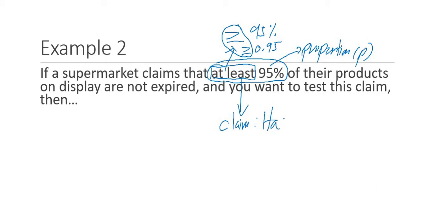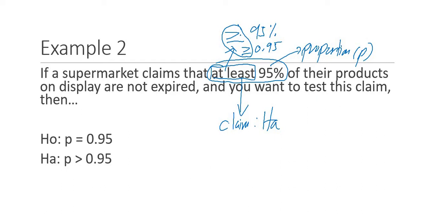Now that we've analyzed that, let us now formulate our null and alternative hypothesis. The null is always equal. Therefore, the null hypothesis is that P, or the proportion, is equal to 0.95. The alternative is the claim. P is greater than, oops, we forgot that, it should be greater than or equal to. Now, the alternative hypothesis is P is greater than 95% or 0.95.